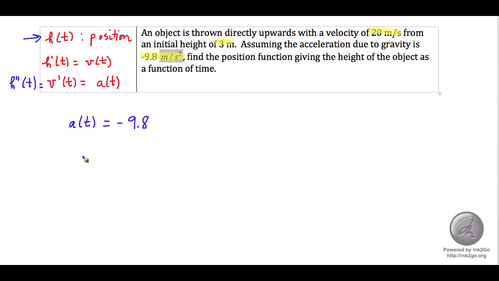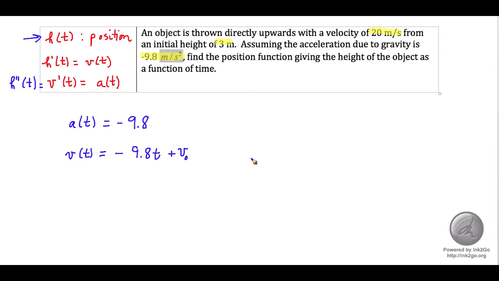If we have acceleration and we want to find velocity, then we need to find the antiderivative of acceleration, which, not too difficult, is negative 9.8 t, because we're doing this in terms of t, plus some constant. Normally we would say big C, but I'm going to use a more familiar notation, V naught, where V naught is some constant.